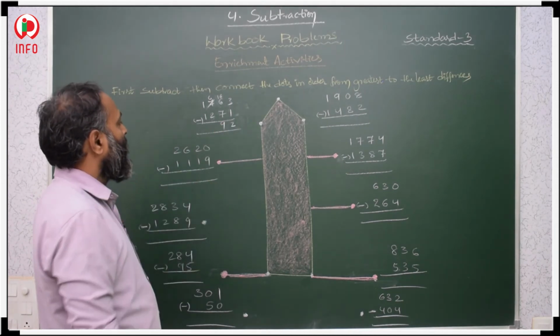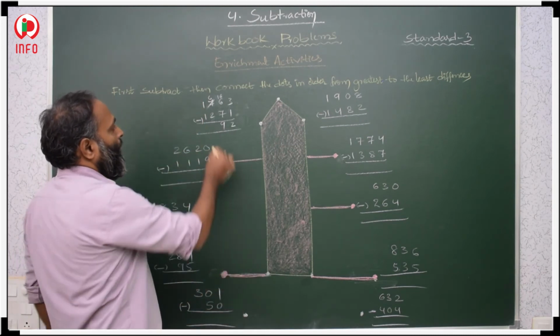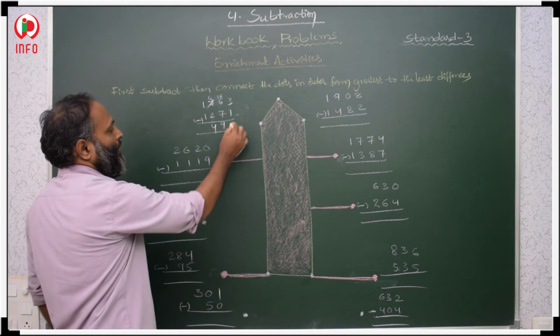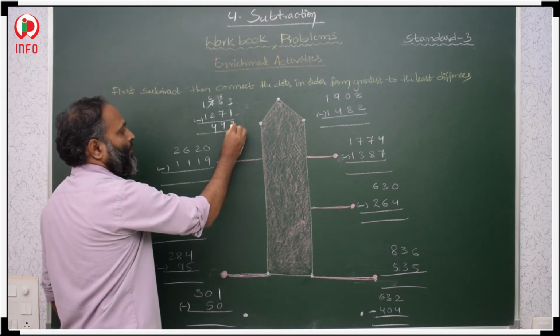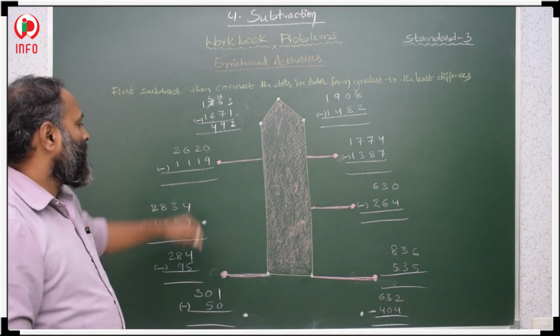You get 9 here. 6 minus 2 is how much? 4. Then 1 minus 1 is 0. No need to write that one. No need to take that one. Next, after this, minus this one.